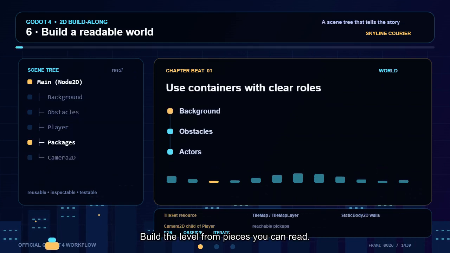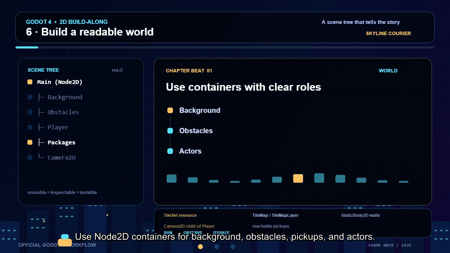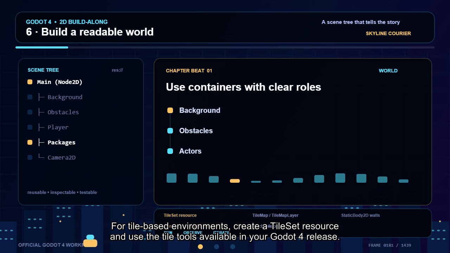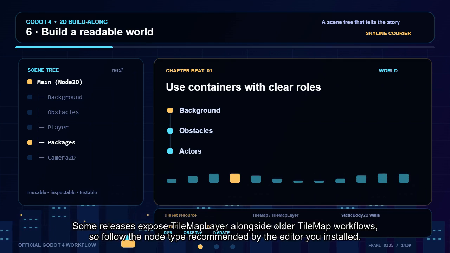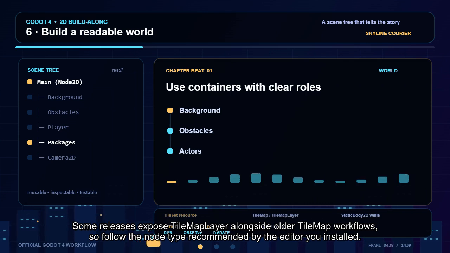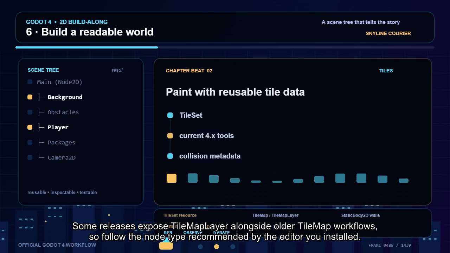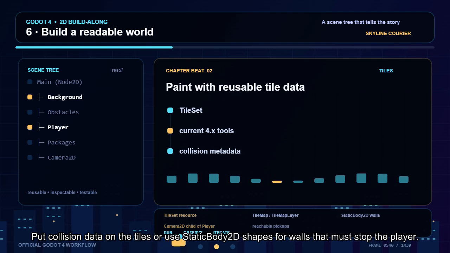Build the level from pieces you can read. Use Node2D containers for background, obstacles, pickups, and actors. For tile-based environments, create a TileSet resource and use the tile tools available in your Godot 4 release. Some releases expose TileMapLayer alongside older TileMap workflows, so follow the node type recommended by the editor you installed. Put collision data on the tiles or use StaticBody2D shapes for walls that must stop the player.